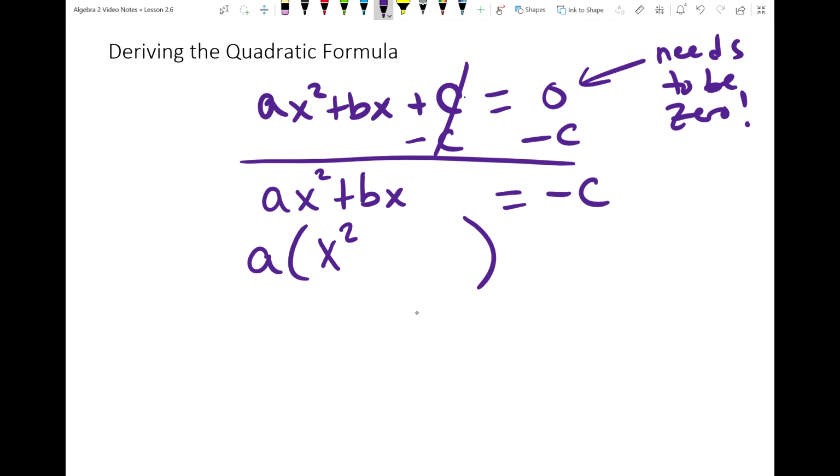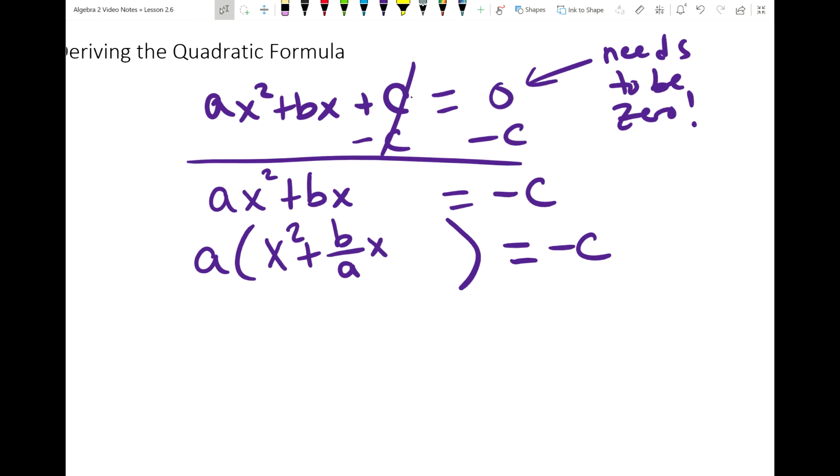And then how many times does a go into b? In order to do that, we need to divide the two numbers, so we take b and divide it by a. We're going to write this out as b over a, and that just means b divided by a. And then we have an x. I'm going to leave myself some room here so that we can actually complete the square. Now I have a negative c on the right side. Okay, so far so good.